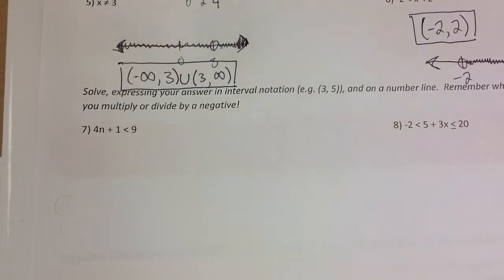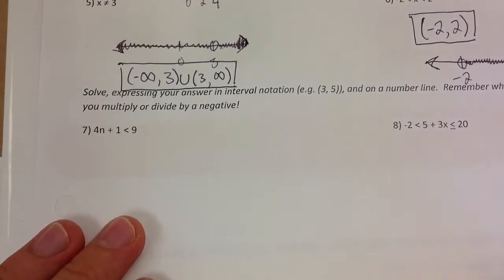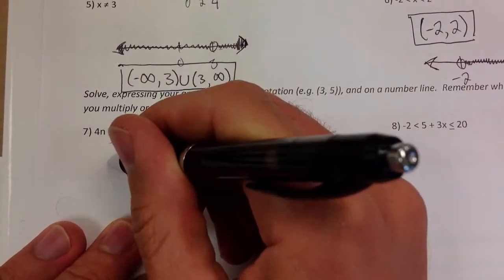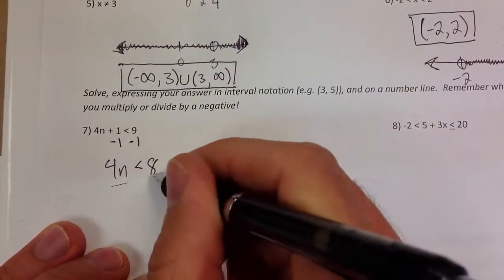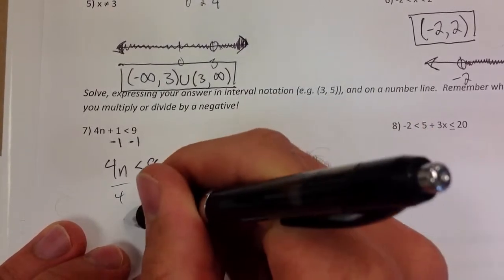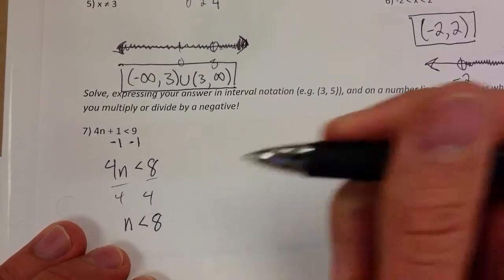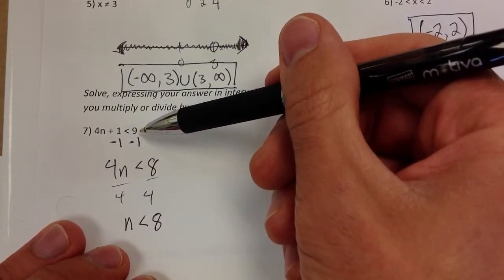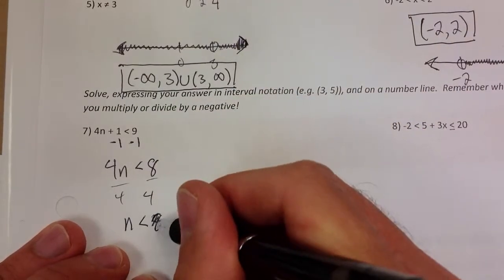Okay. Yes. So, number 7. Pretty easy. We're trying to get n by itself, so I'll subtract 1 for n is less than 8, and then divide both sides by 4. I did not multiply or divide by a negative, therefore I do not switch the inequality sign. So the values of n that make this a true statement are all values that are less than 2.